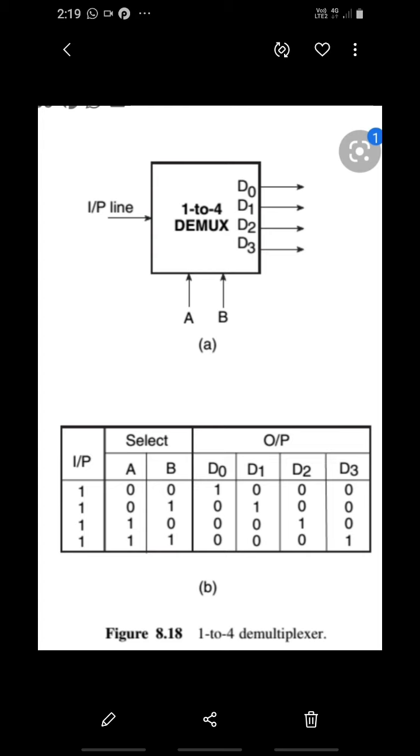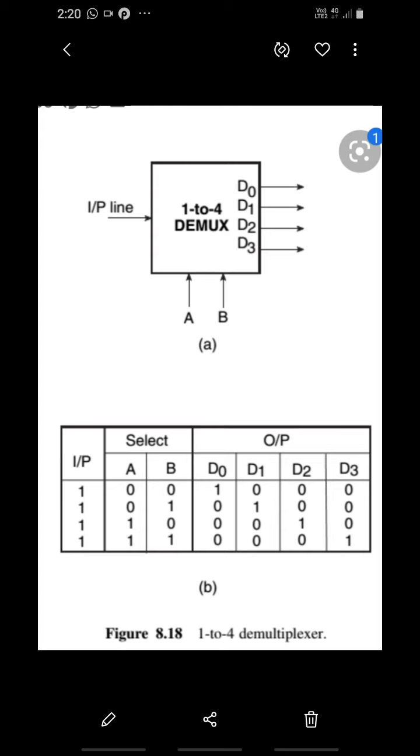So from the truth table, D0 is equal to A bar, B bar, D, and D1 is equal to A bar, B, D, and D2 is equal to A, B bar, D, and finally D3 is equal to A, B, D.